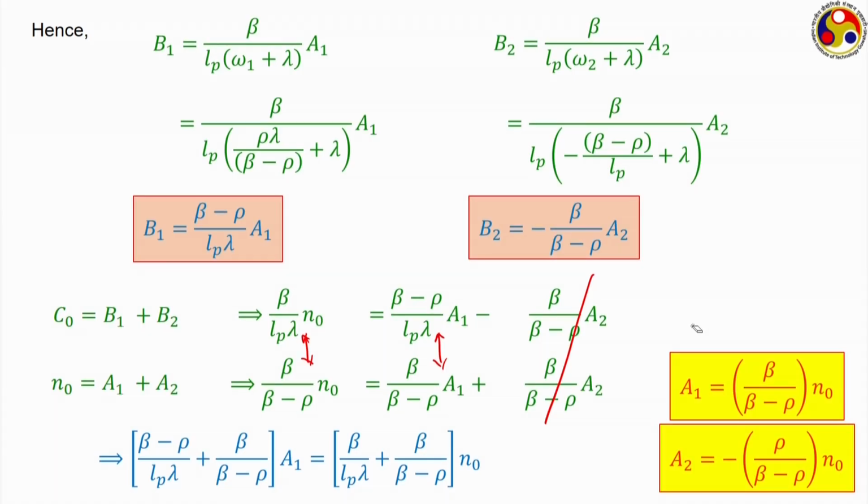And the other quantities, beta and rho, which are the other two parameters that appear here, are also generally known to us, because beta is a standard value for any given nucleus. Like for uranium 235, beta is equal to 0.0065, and rho is the parameter, that is reactivity, which we are trying to control through this entire exercise. So, we now have A1 and A2 in terms of N naught.